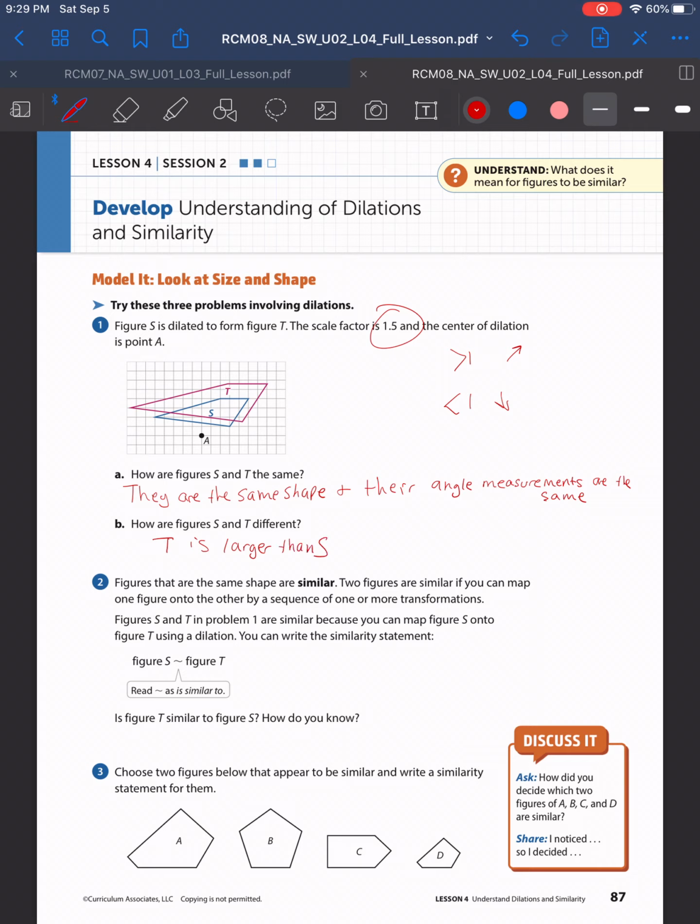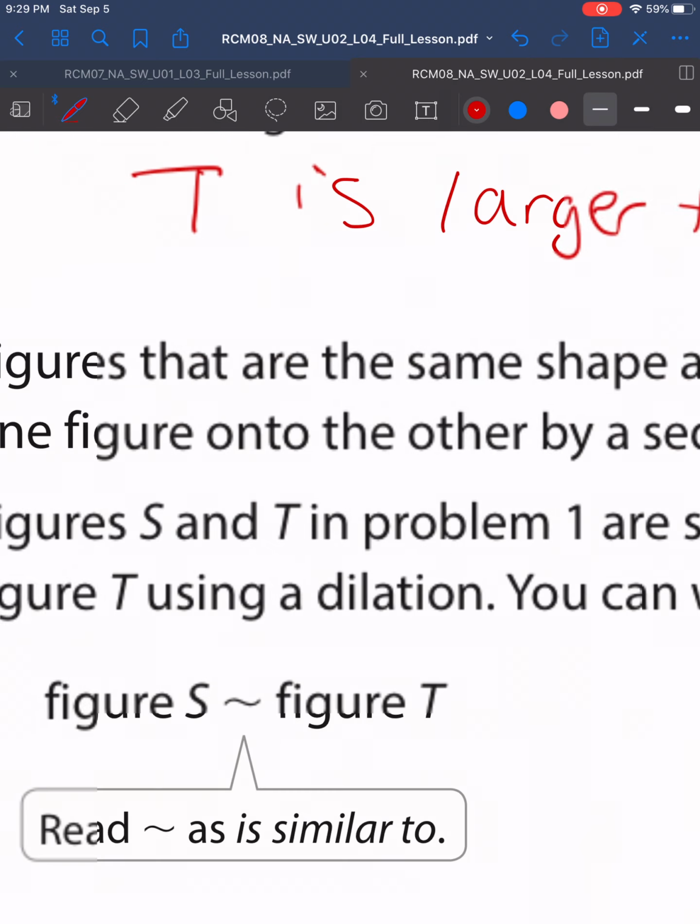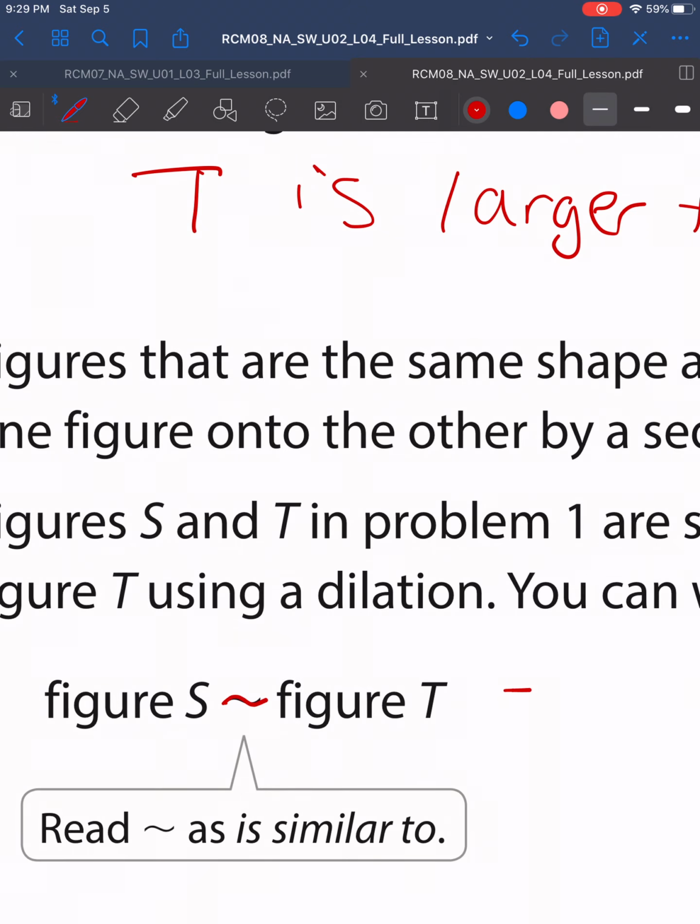Okay, figures that are the same shape are similar. Two figures that are similar, you can map one onto the other by a sequence of 1 or 2 transformations. So figure T and S in problem 1 are similar because we could map figure S onto figure T using a dilation. Similar looks like this. Congruent meant that they were exactly the same shape, same size. Similar means, oh yeah, that's the same shape, but let's do something to it so that it's exactly the same. Okay, so similar is what that means.